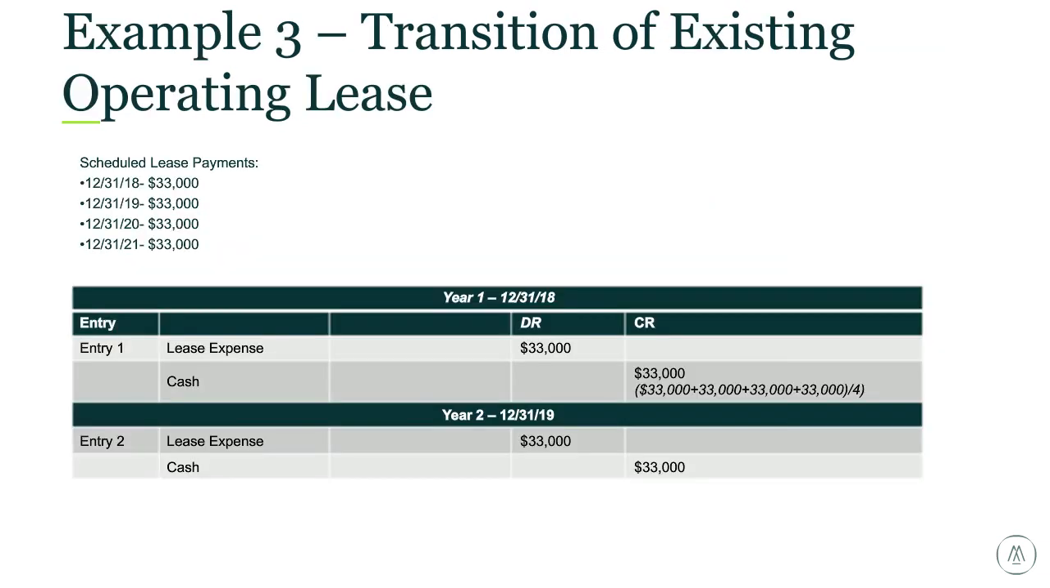We've got 4 scheduled lease payments in this example, each worth $33,000 a year. And under the old operating lease standard, you were supposed to recognize lease expense on a straight line basis. I've made it really simple in this example by making all the payments the same. So your straight line is just going to be one of the payments.